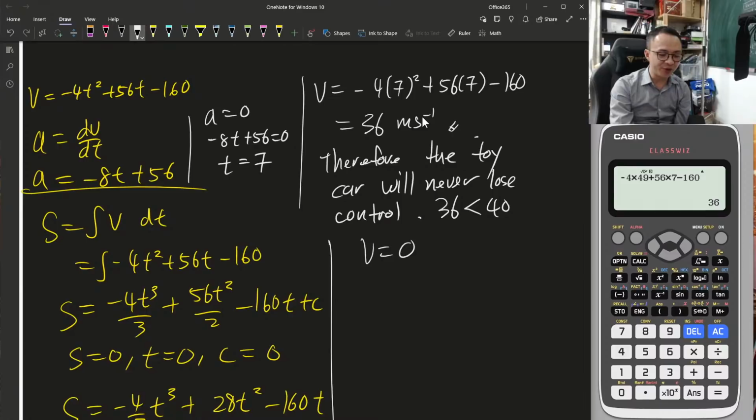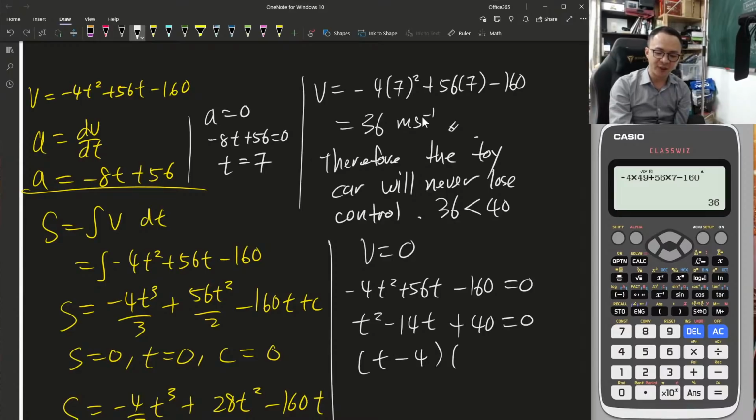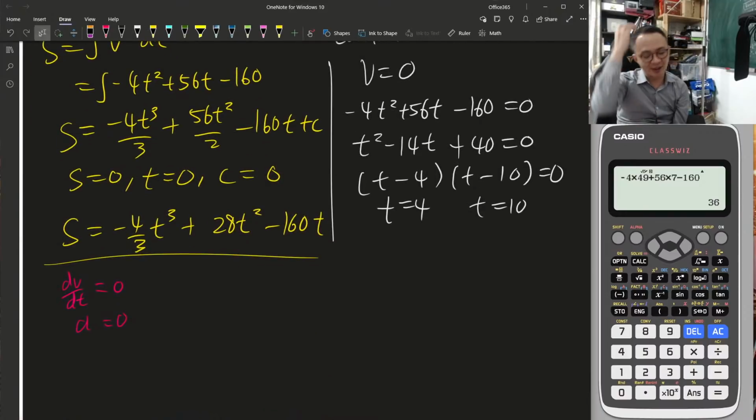So when V equals 0, negative 4t squared plus 56t minus 160 equals 0. Divided by negative 4, right? So t squared minus 14t plus 40 equals 0. So this is (t minus 4)(t minus 10) equals 0. Then t equals 4 and t equals 10. So these are the two times the particle actually stopped.